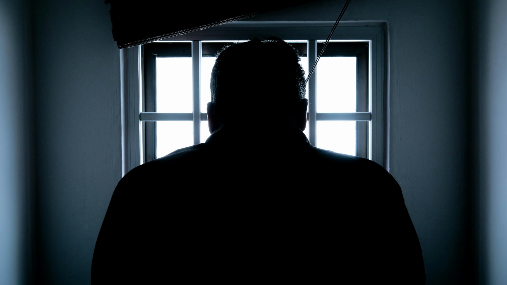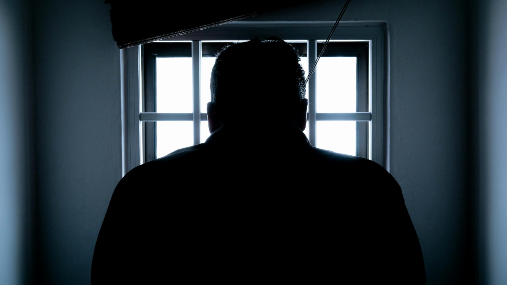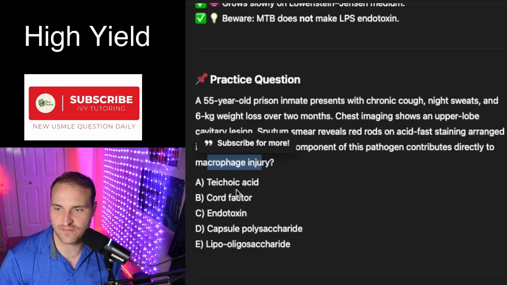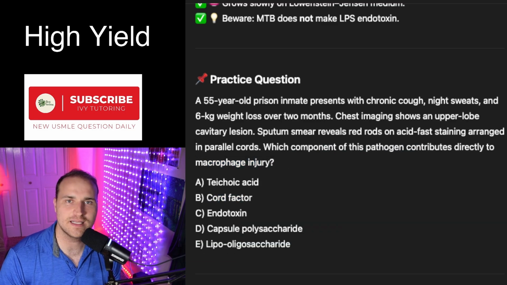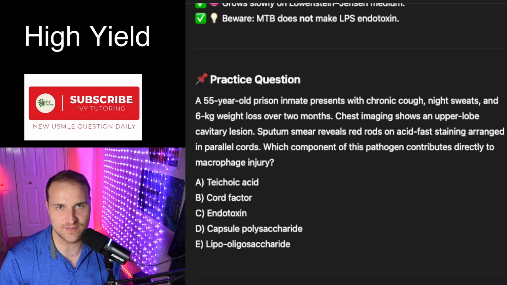Here we have a 55-year-old prison inmate. Already we're thinking about tuberculosis. Red rods, acid fast, yep. Which component is directly causing the macrophage injury? It's going to be your cord factor. So that's what opsonizes the bacteria and stimulates macrophage TNF-alpha release and directly damages your mitochondrial membranes, leading to the cytotoxicity.